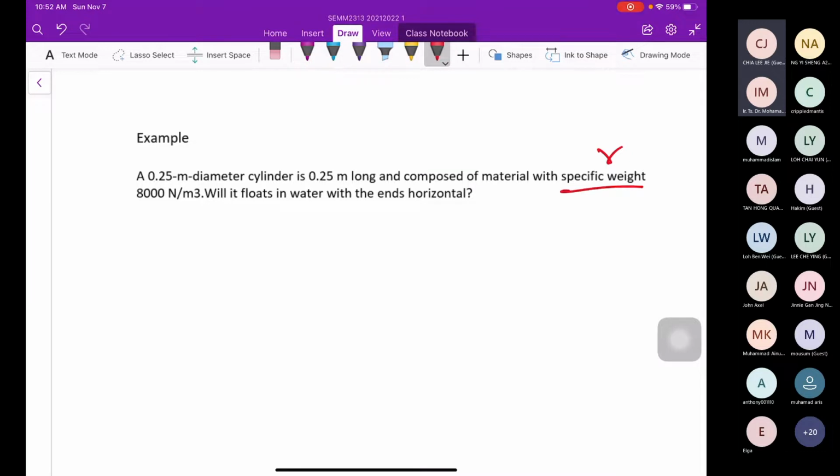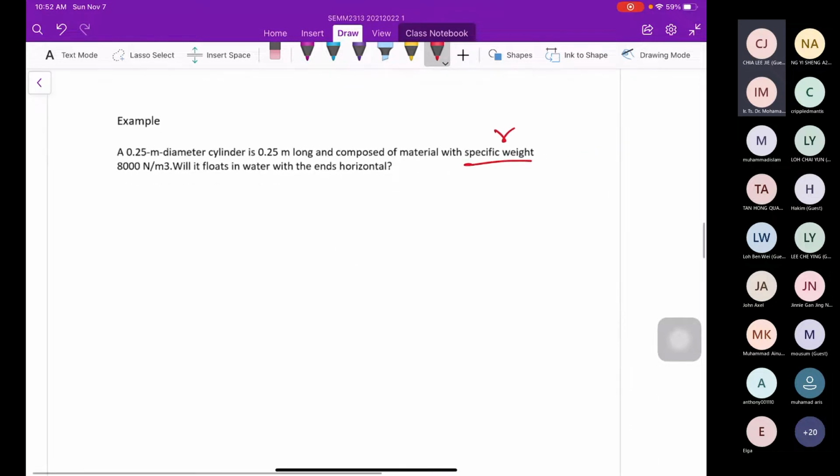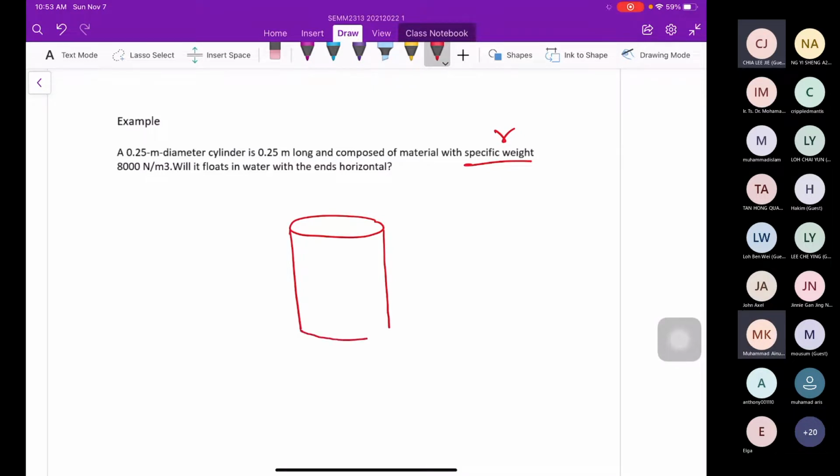Okay, we have the cylinder. I draw it like this. This is the cylinder, and this is the length. And it is exposed at the top side.